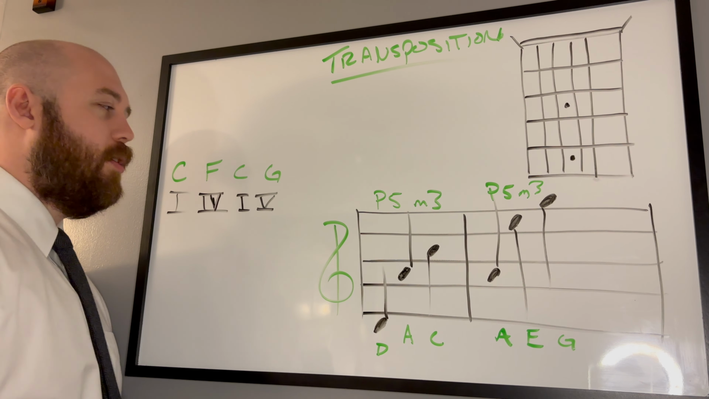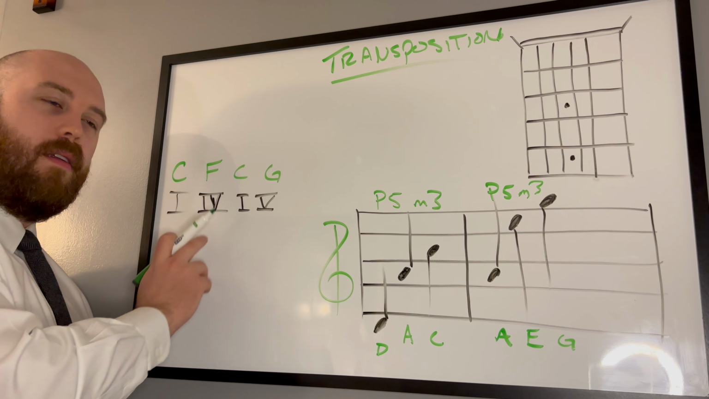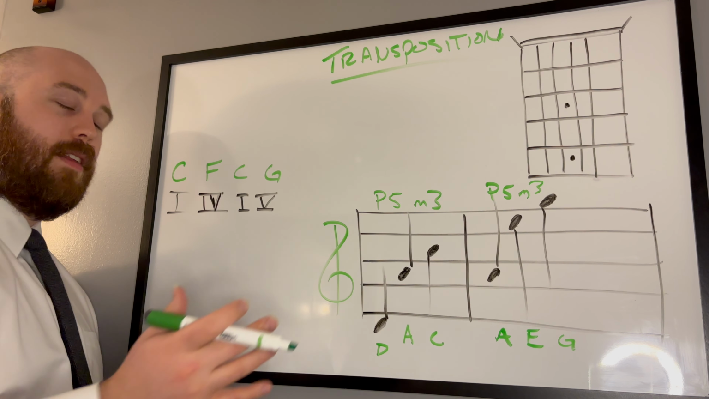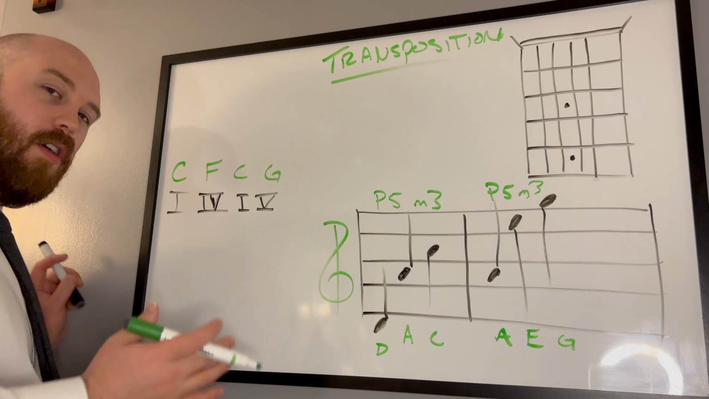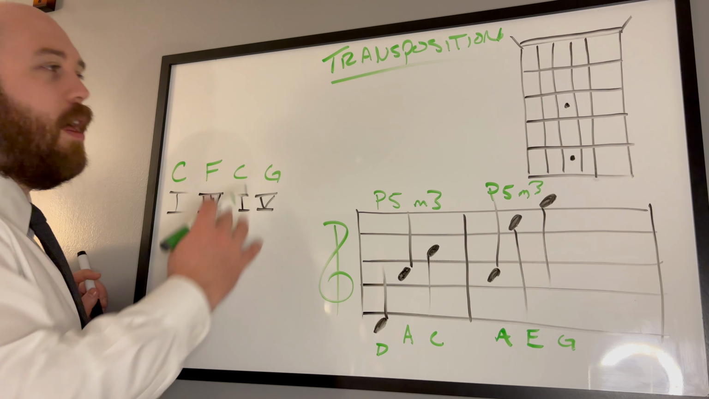Well, if you have your Roman numerals, if you know you're playing a 1, a 4, a 1, and a 5, well, that's easy to transpose, right? You just need to know your other major keys. So let's say we're in the key of, well, I'll write it out for you.